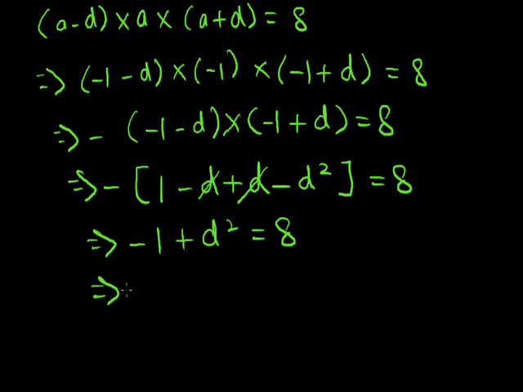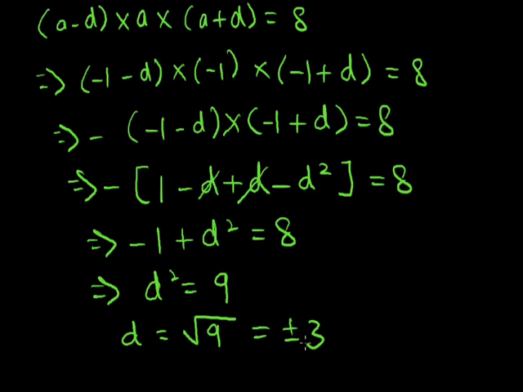As we take this -1 to the other side of the equation, we get D square is equal to 8 plus 1, that is 9. So D is equal to the square root of 9, that is plus minus 3. So we have got two values of D, that is +3 and -3. Let's take both the cases. In the first case, the value of D we will take as -3.